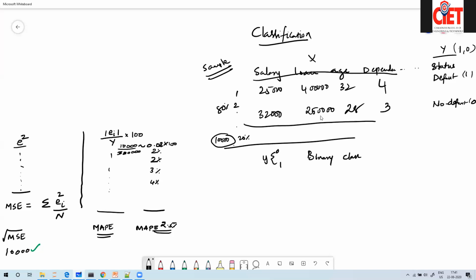The algorithm is going to change. Because we are going to perform binary classification, the algorithm that we are going to use is called logistic regression, or we can use another algorithm called decision tree. So either one of these algorithms.